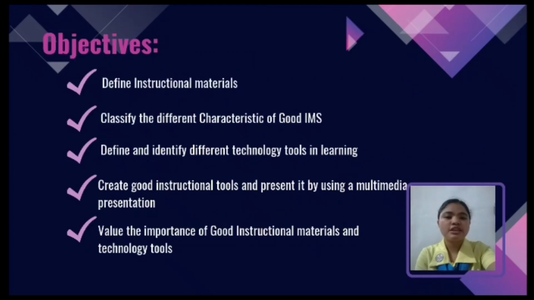So for our objectives, at the end of the discussion, you should be able to: number 1, define instructional materials. Number 2, classify different characteristics of good instructional materials. Number 3, define and identify technology tools for learning. Number 4, create good instructional materials and present them using technology tools. Number 5, value the importance of good instructional materials and technology tools.